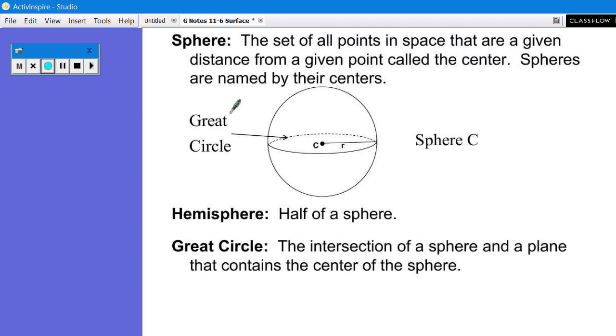So a hemisphere, just so you know, is going to be half of a sphere. We're going to be doing volume and surface area for that, so just be aware of that. And we already talked about the great circle. Again, it has to go through the center in order for it to be that great circle.